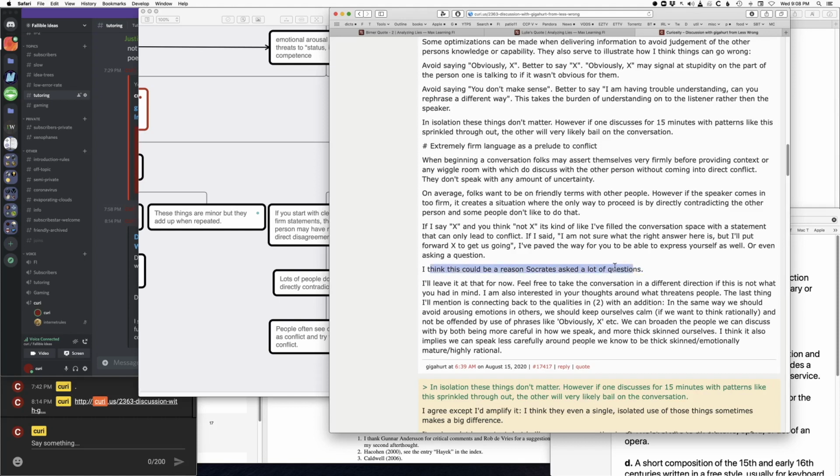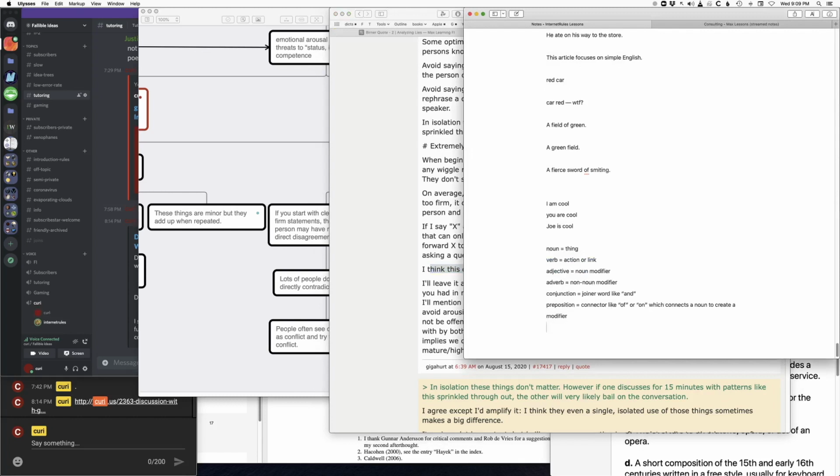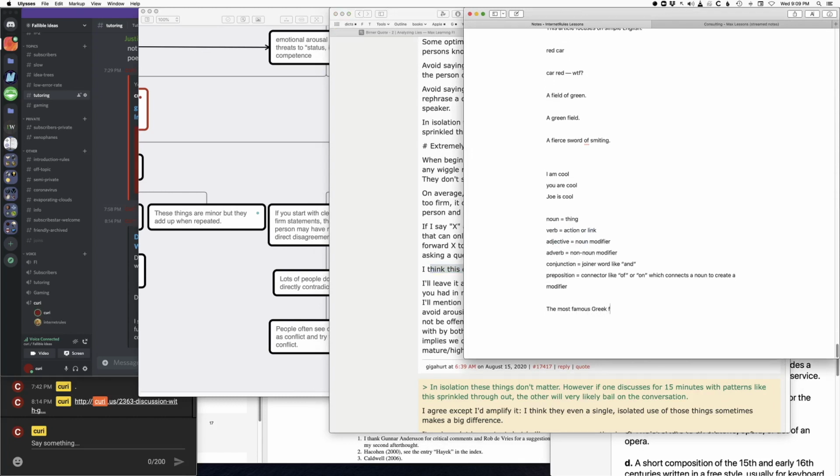Okay, he says he thinks this is a reason Socrates asked a lot of questions. Could be. It's very hard to speculate on stuff that's that long ago. The cultural and social dynamics back then were different. I don't really understand who Socrates was or what he did. I've definitely heard the name, and I think I once maybe read or heard Ayn Rand talking about him. The most famous Greek philosophers were like Plato. I think there's Socrates, Plato, Aristotle. Yeah.